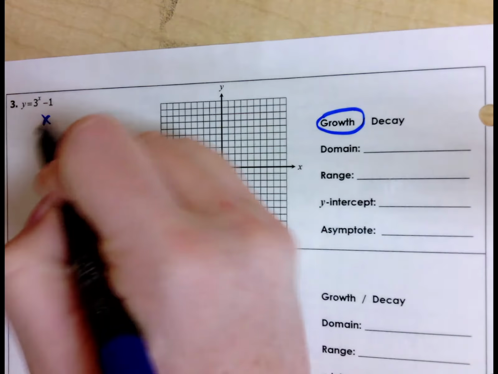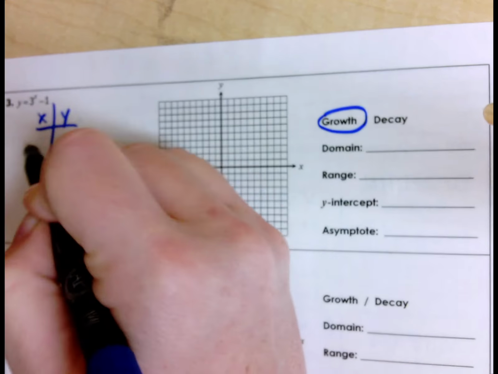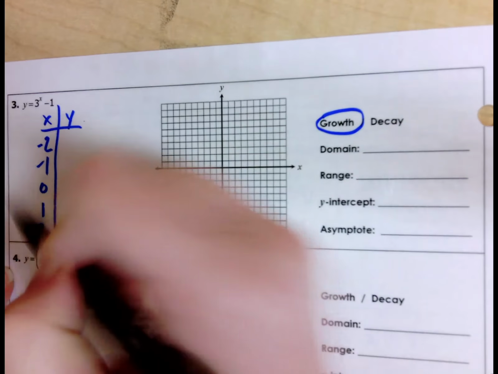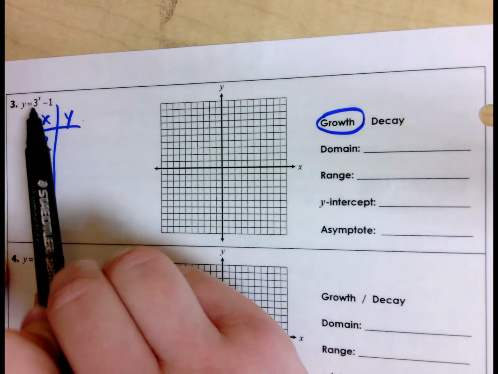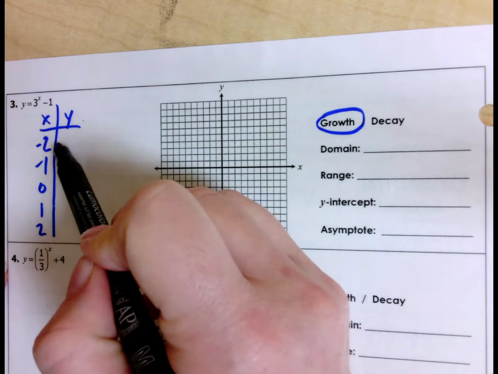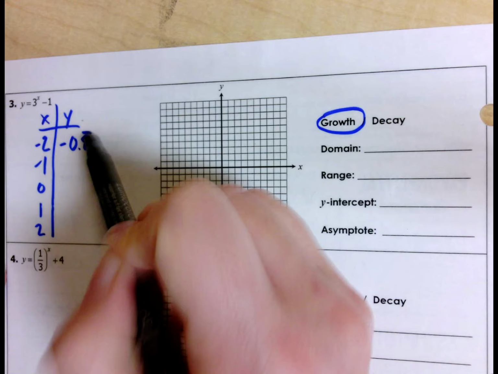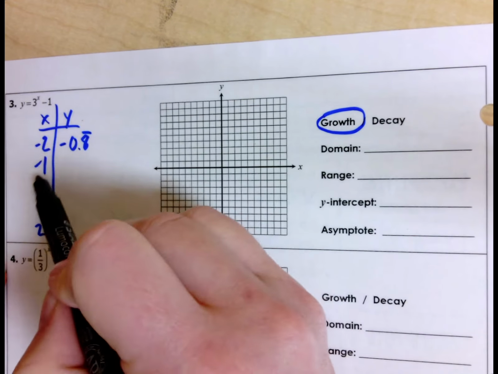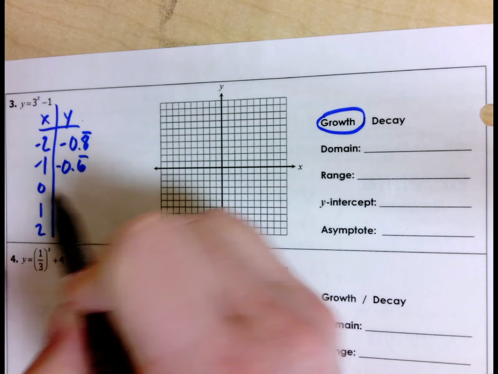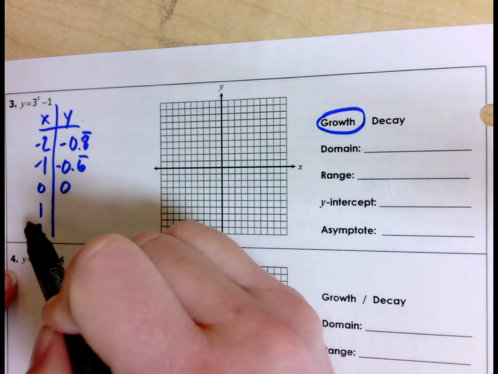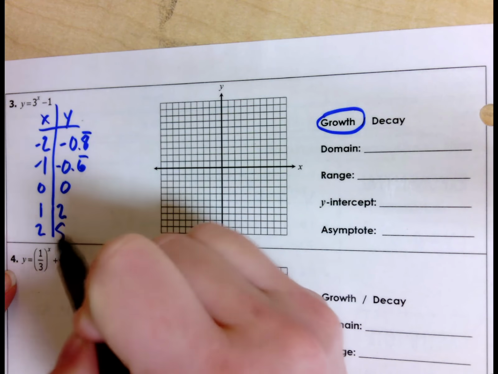So this is going to be a growth or an increasing function. So again, I'm going to create a table of values. And I'm going to plug in this information. So if I plug in -2 here and I subtract 1, I end up with -0.8 repeating. If I do -1, I plug it in, I get -0.6 repeating. If I plug in 0, I get 0. If I plug in 1, I get 2. And if I plug in 2, I get 8.